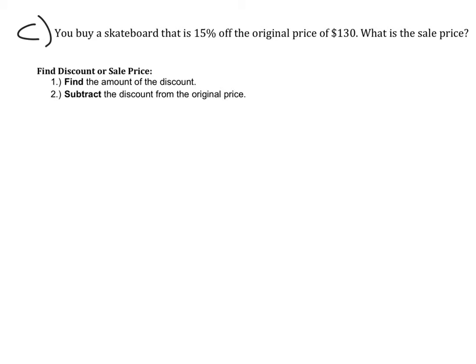We're going to use the decimal form of this percent, so instead of 15, it's going to be 0.15. Remember, we just moved the decimal 2 places to the left on 15, 1, 2, and we multiply that by the original price, 15% of 130. And when we multiply that, 0.15 times 130, we get 19.5. So the discount in this situation is $19.50.